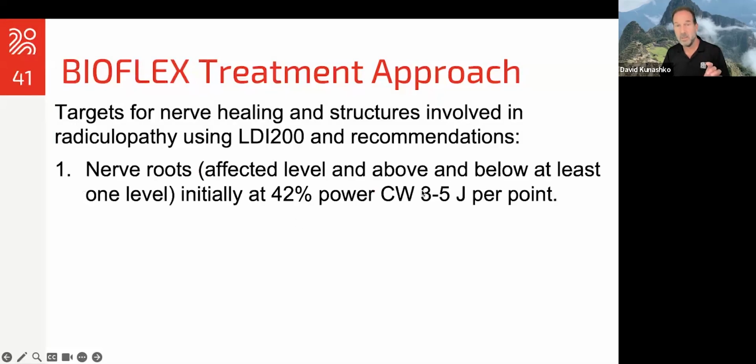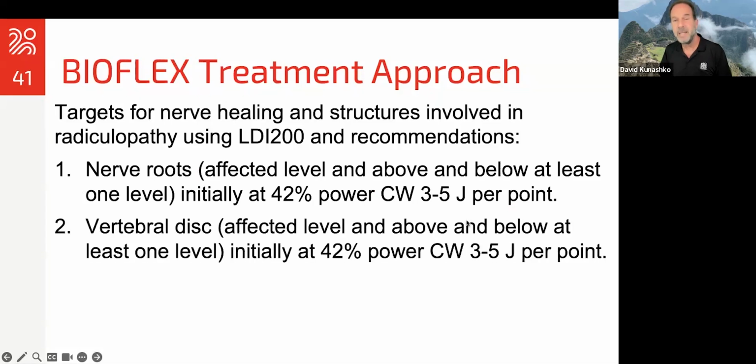So the targets for nerve healing and structures involved with radiculopathy, you're going to treat the nerve roots. So affected level above and below, at least one level above and below, but you're going to focus more on the affected joint. You want to get approximately 3 to 5 joules per point. This will vary, but around that area. So if you set it to 42% power, then I think that's around 75 milliwatts of power. Then that should be sort of your starting point.